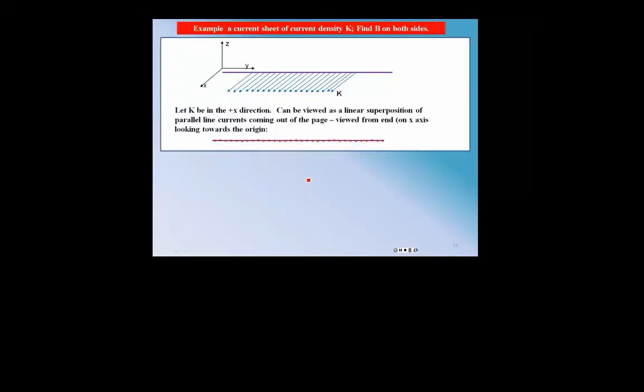So here's an example where we need to use that, and that is a sheet of current. It has a current density capital K, and we're to find the B field on both sides. So let's take K in the plus direction as I've shown here. So all these vectors here represent flow of charge, positive charge. We're going to view it as a linear superposition of parallel line currents coming out of the page. So here's the plane of charge flow. And the dots here are little elements of current coming out of the page right towards you. And so we'll represent then a continuum of charge flowing as these little tiny spaces.